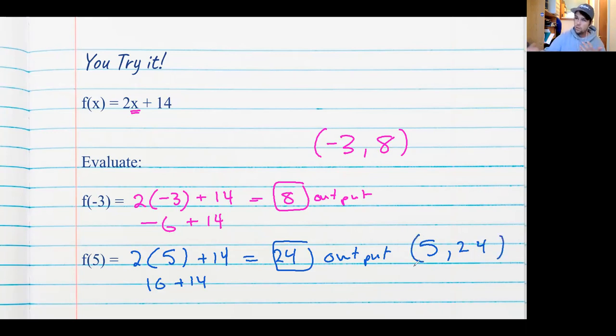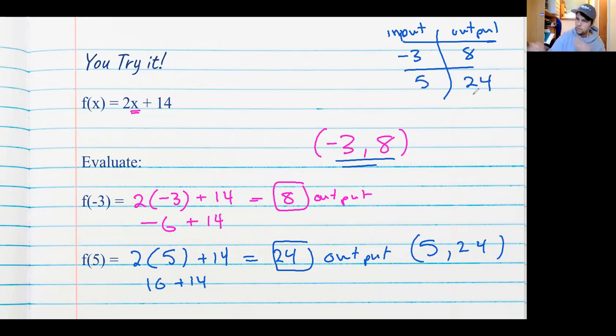So these things are all sort of connected. And if we had a table for this function, where we had our inputs and our outputs, we could use some of these things to help us create a table. Well, we have one right here that's input of -3, output of 8. And here's another one, an input of 5 and an output of 24, right? We could start to create a table this way too.